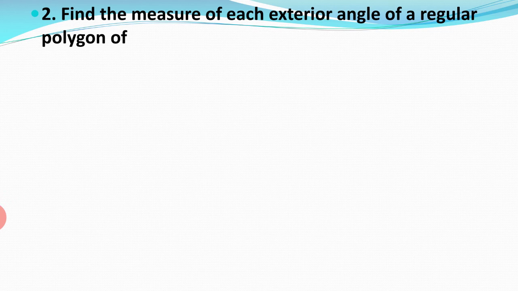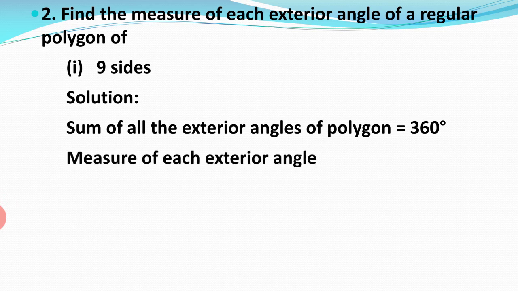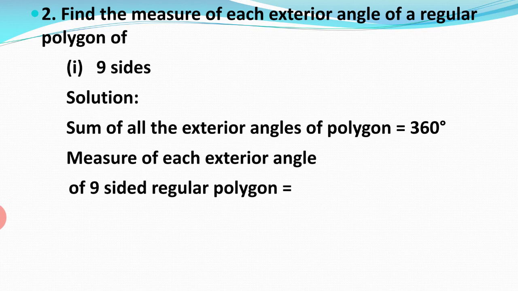Find a measure of each exterior angle of a regular polygon of 9 sides. Which formula we are going to use? 360 degree divided by n, because we know that for regular polygon all exterior angles are of equal measure. So solution, we write down sum of all the exterior angles of a polygon is 360 degree and measure of each exterior angle of 9-sided regular polygon will be 360 degree divided by 9.